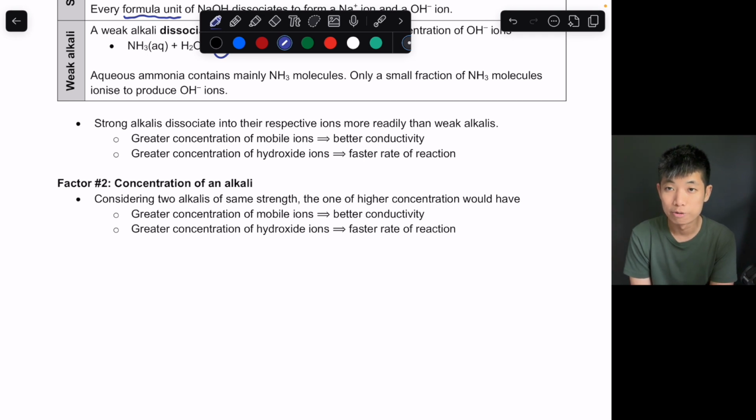The first would be neutralization: acid plus base gives salt and water. The second would be alkali and ammonium salt, giving salt, water and ammonia gas. And finally, we learnt about precipitation, where a solid metal hydroxide is formed when you add an alkali to a metal salt solution. So that's all for this video.